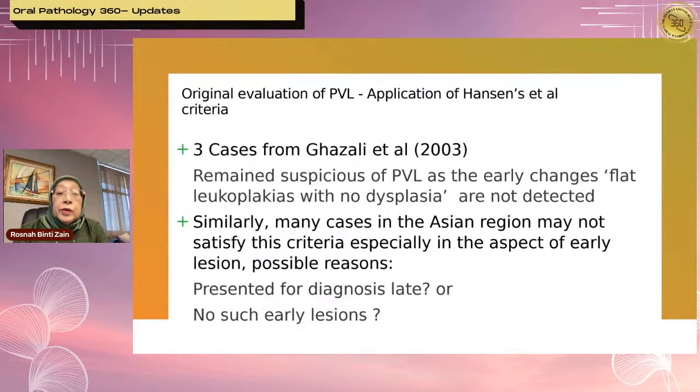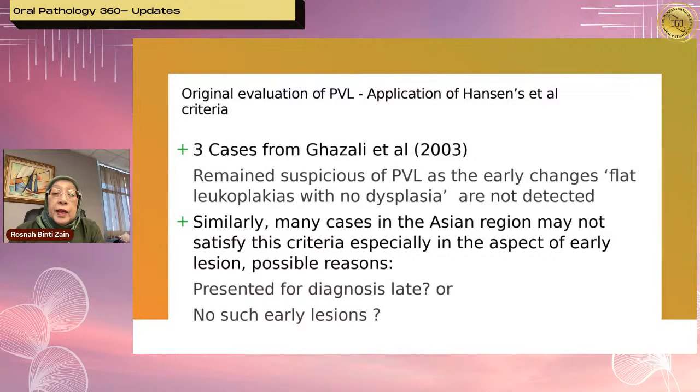And so for the 3 cases, we decided then that it was suspicious of PVL, as the early changes, flat leukoplakias with no dysplasia, were not detected. And we think that many cases in the Asian region at that time or a bit after may not satisfy this criterion, especially in the aspect of early lesions, which are the flat leukoplakias with no dysplasia, because they may have presented late, or it is truly that they don't have such early lesions.